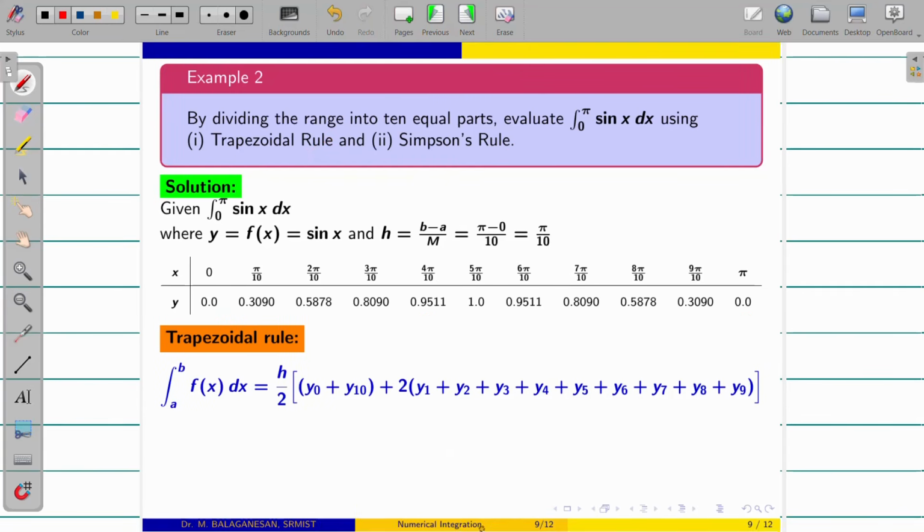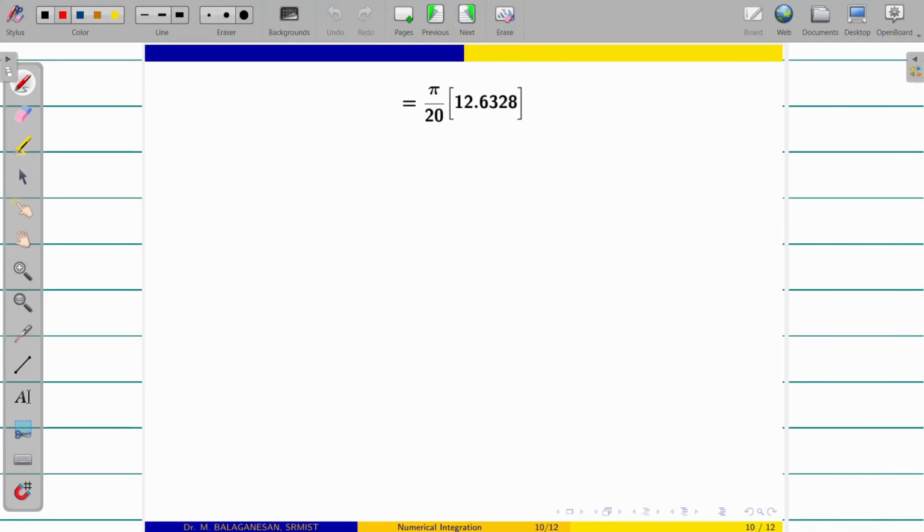Now, this is the formula: first value plus last value plus twice the rest of the values. Substitute everything and you can get this answer. The final answer is 1.9843. What is Simpson one-third rule?